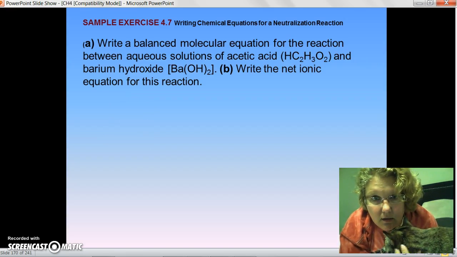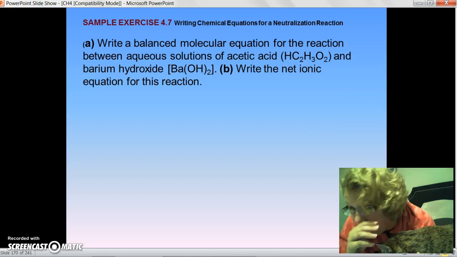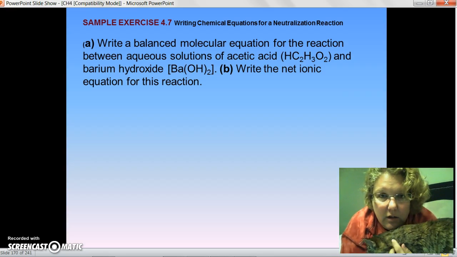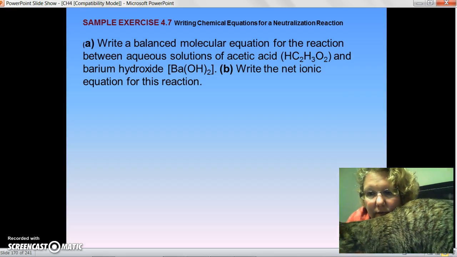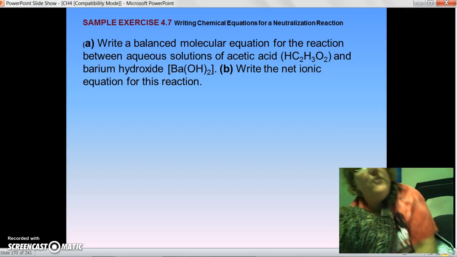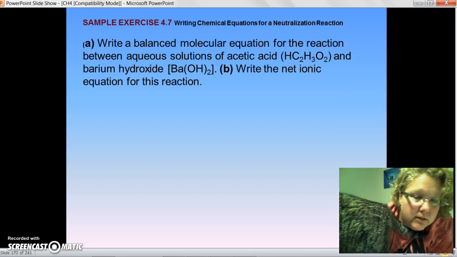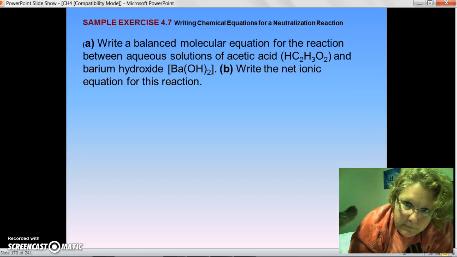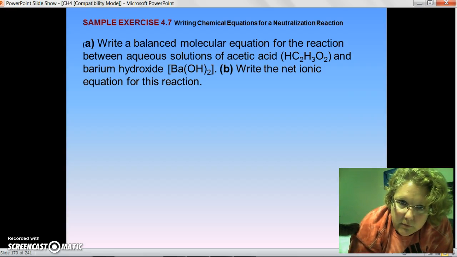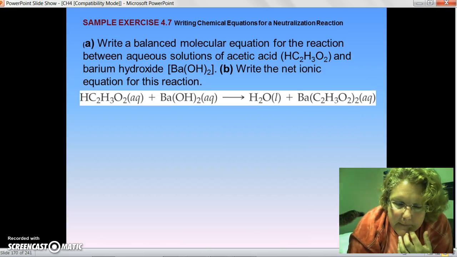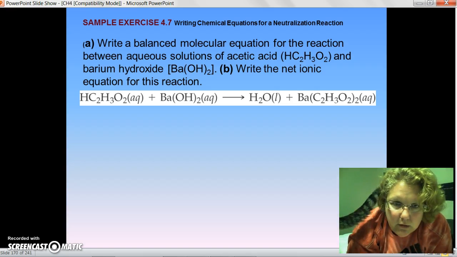All right, these are ones that we're going to do in class that involve writing the net ionic equation for different acid-base reactions with weak acids and weak bases. So they look a little different when you write them out. Well, I guess I'll walk through it now.